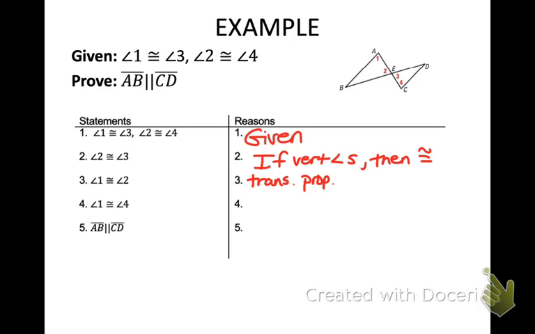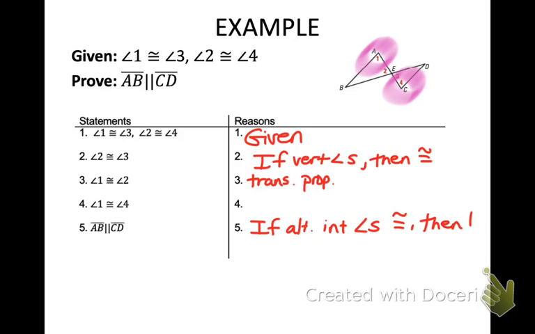All right, now look at 1 and 4. There's 1, there's 4. Are they any special angle pair relationships? Alt interior. Now, remember, we're trying to get to parallel lines, right? So if my alternate interior angles are congruent, would my lines then be parallel? Yes. They would be, but that's going to be my statement for line 5. If alt interior angles congruent, then parallel.